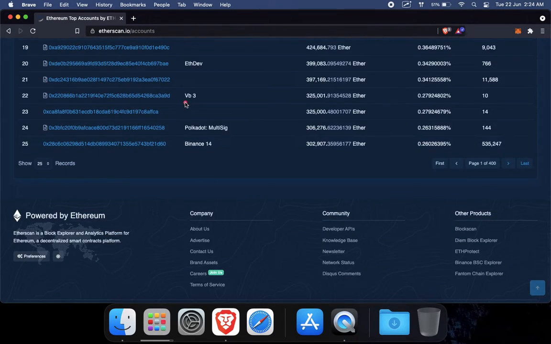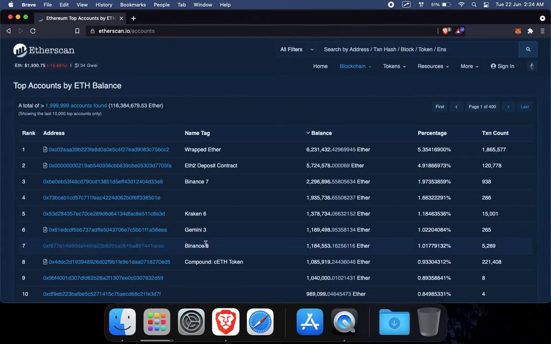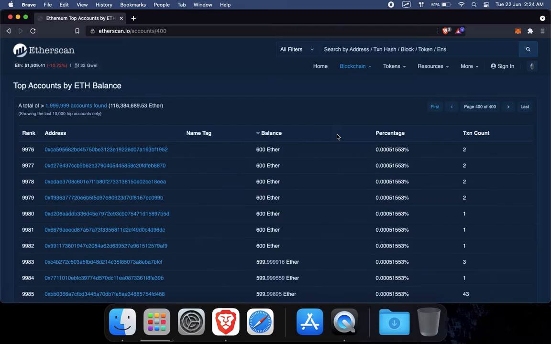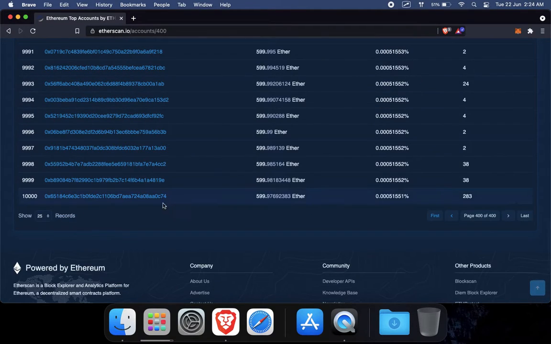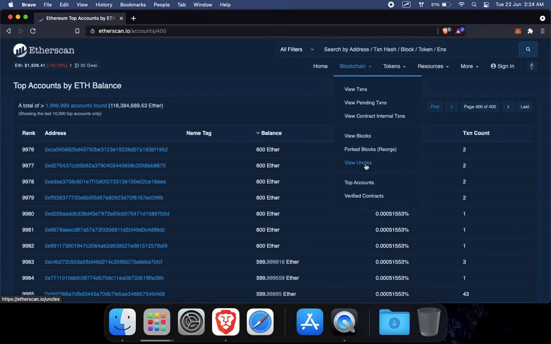Is it Vitalik's account? Vitalik Buterin 3? Possibly. I'm not so familiar with what his account is. But yeah, so this is where you can see all the top account holders for Ethereum, right? How much they all have. Let's go to the last account. The last account that's listed, 10,000, right? The 10,000th account has 599 Ether, much more than me, definitely, and they have this percentage share of all Ethereum in the world. Okay, so that's the top accounts.